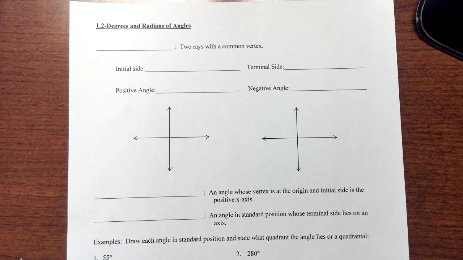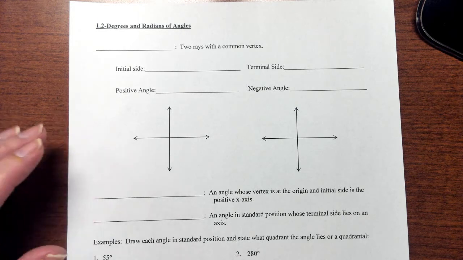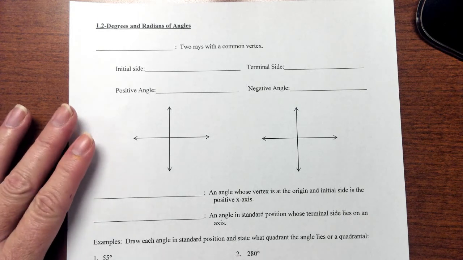So today what we're going to do is take a look at measurement of angles in degrees and a new unit of measure, radians, and also how we can actually sketch these angles in our coordinate plane. So you studied angles back in geometry. Well, we're going to look at angles in our coordinate plane.